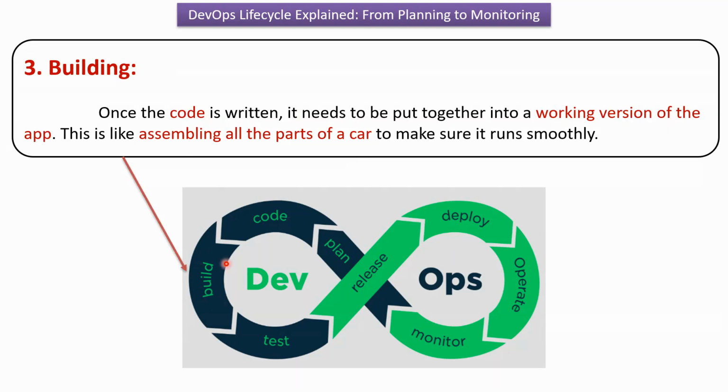The third step is building. Once the code is written, it needs to be put together into a working version of the app. This is like assembling all parts of a car to make sure the car runs smoothly.